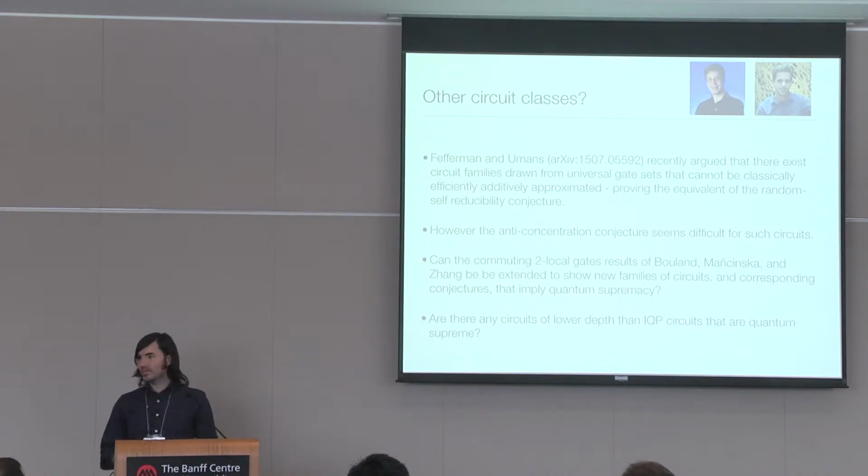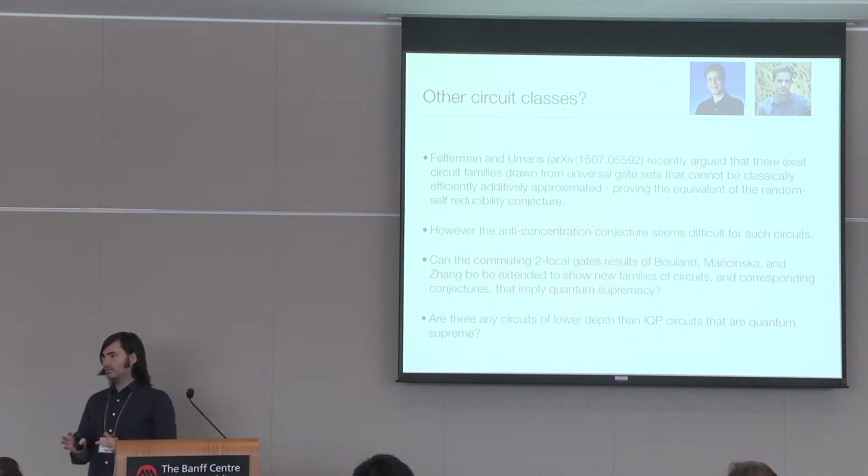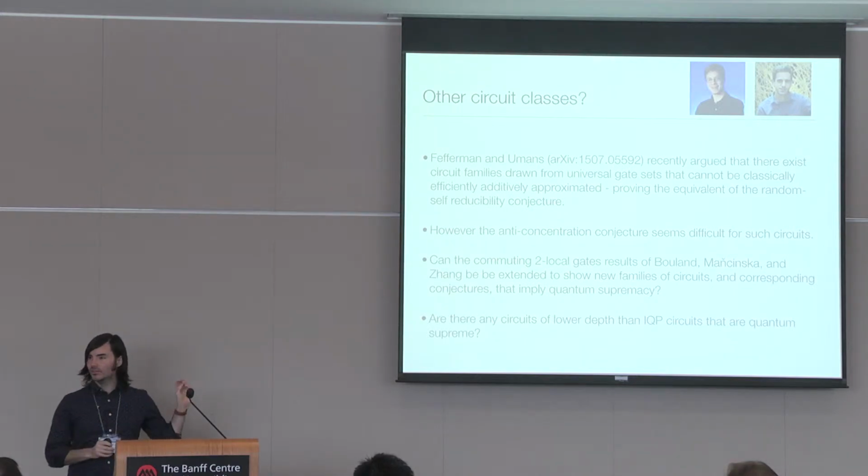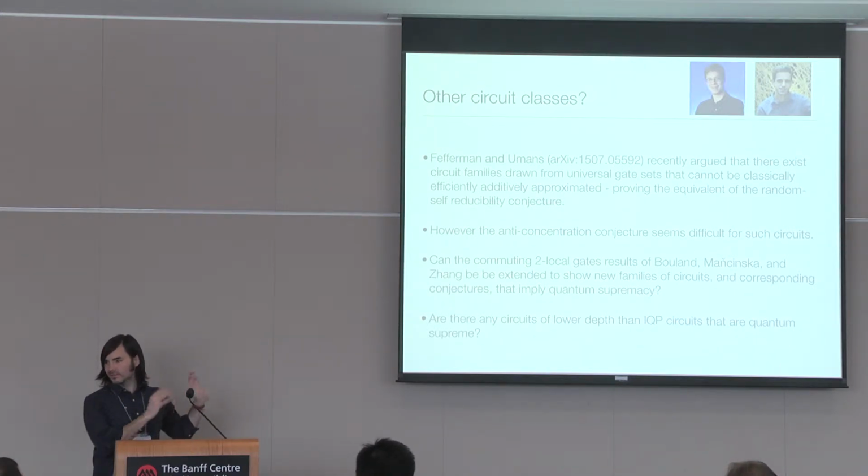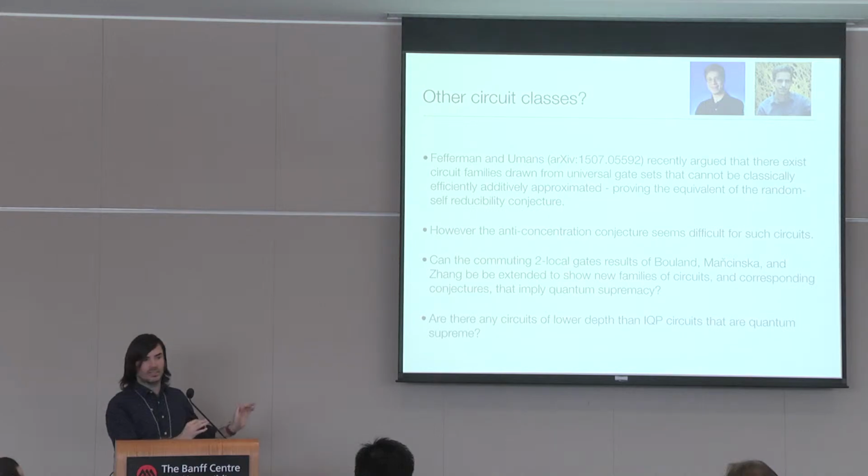So a really interesting question is, can the commuting two-local gate results of Bremner, Montanaro, and Shepherd be extended to show families of circuits and corresponding conjectures that also imply quantum supremacy? Maybe they will allow us to broaden our results beyond the specific gate sets that we have here. And like I said earlier, are there any other circuits of, say, lower depth or simpler classes of IQP circuits that are also quantum supreme?